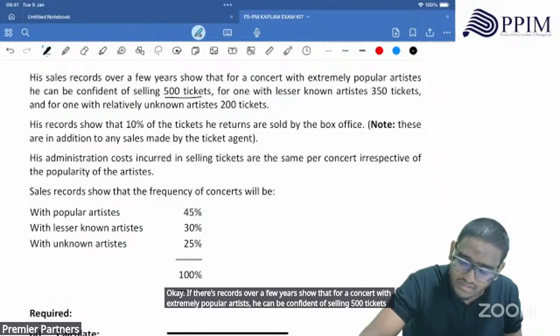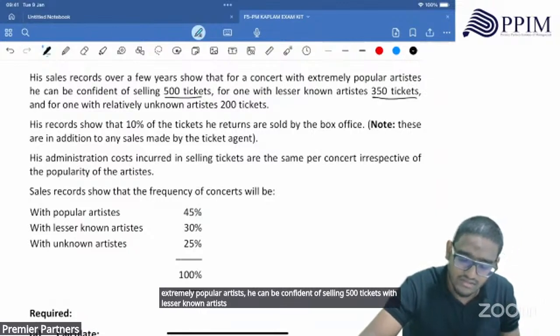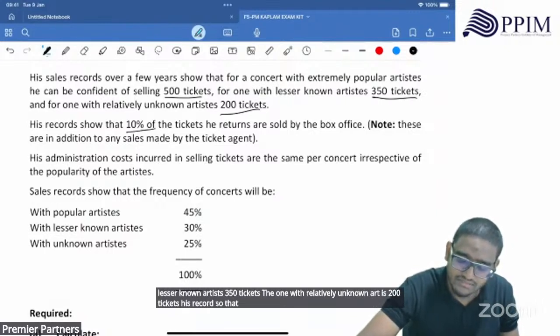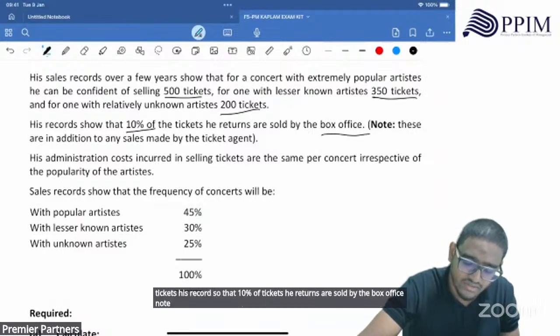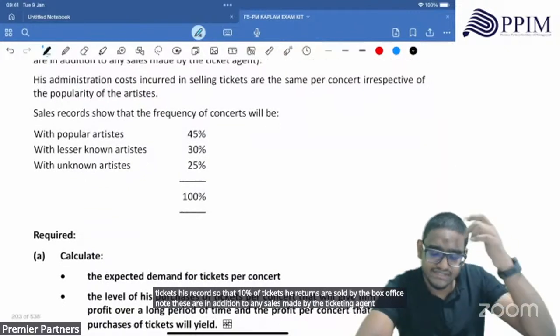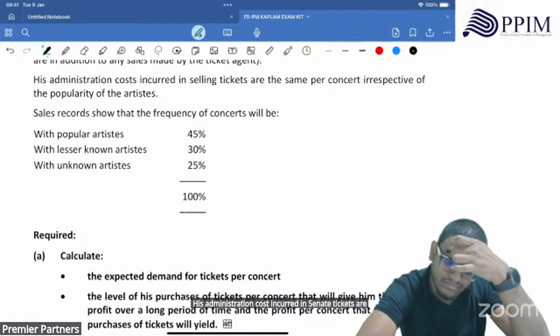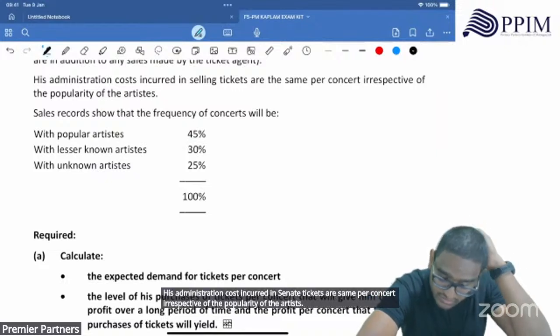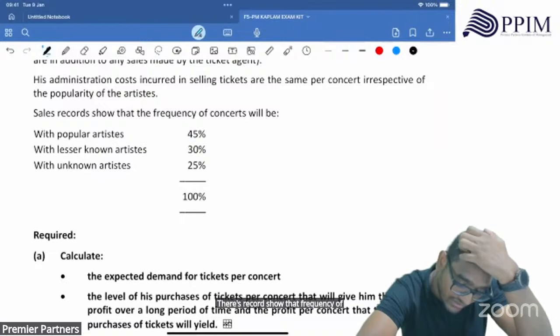With lesser known artists, 350 tickets. For one with relatively unknown artists, 200 tickets. His records show that 10% of tickets he returns are sold by the box office. Note, these are in addition to any sales made by the ticketing agent. His administration costs incurred in selling tickets are the same per concert, irrespective of the popularity of the artists. Sales records show that frequency of concerts will be with popular artists 45%.